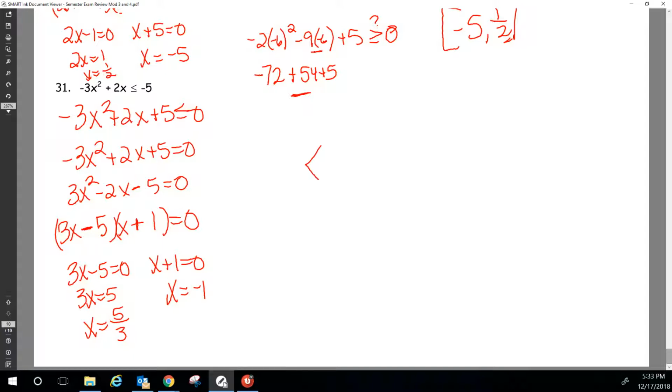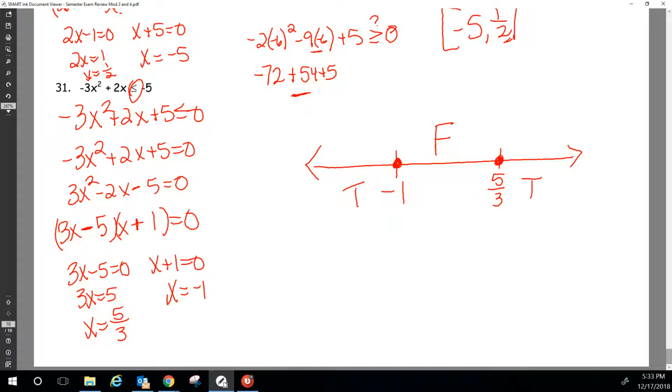All right, put those on a number line. Here's negative 1. Here's 5/3, and then we're going to test our values. We are equal to 0 at these, so we want to include them. The easiest one to test is the one in between negative and positive, which is 0. If this was 0 and this was 0, I'd have 5 is less than or equal to 0. Is that true? No. So most likely these two are going to be false, but let's check just to make sure.